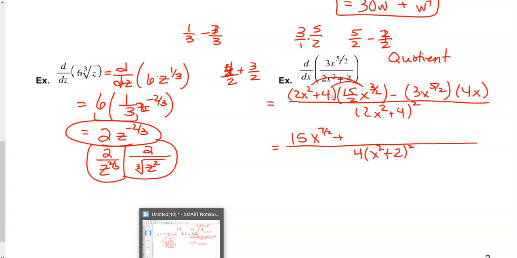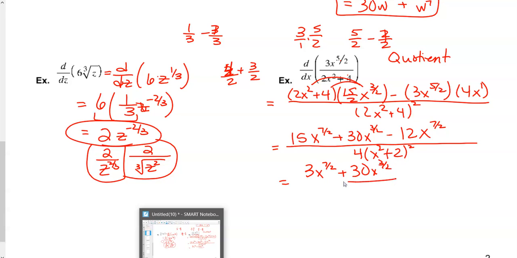Plus, now this one's not too bad, I just have to do 4 times 15. So 2 goes into 4 twice. 2 times 15 gives me a 30. x to the 3 halves. Don't have to combine letters here. Minus, I'm going to multiply numbers together to give me 12. And then I have to do 5 halves plus 1. Well, that's 2 halves plus 5 halves is another 7 halves. And so what I have is 2 terms here that I can combine together as this 7 halves, and that x to the 7 halves gives me 3x to the 7 halves plus 30x to the 3 halves all over 4 times x squared plus 2 quantity squared.